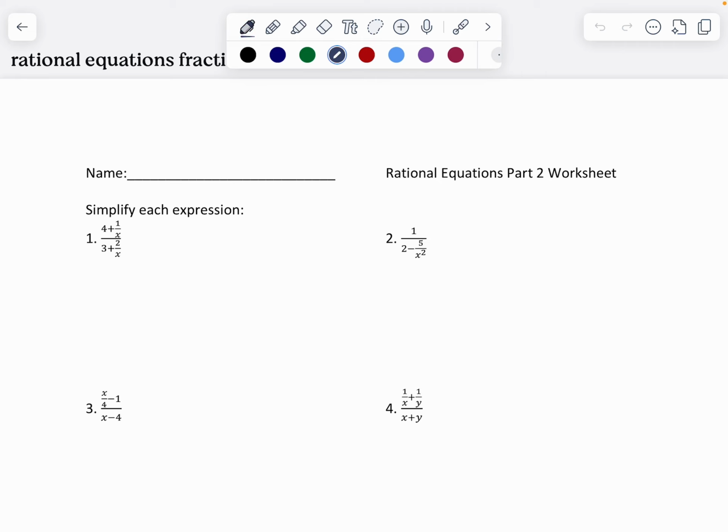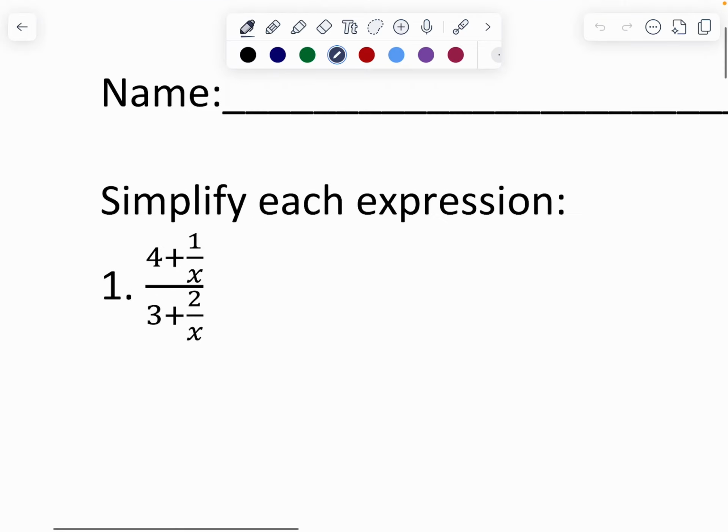So for number 1 through 4, all we're doing is simplifying the expression. I believe we did this one in class today. What we're trying to do is get rid of these x's on the bottom. We don't like those, trying to make it a little bit prettier. So here, if both denominators are x, then your common denominator is also going to be x. So basically we're multiplying the whole top by x and then the whole bottom by x.